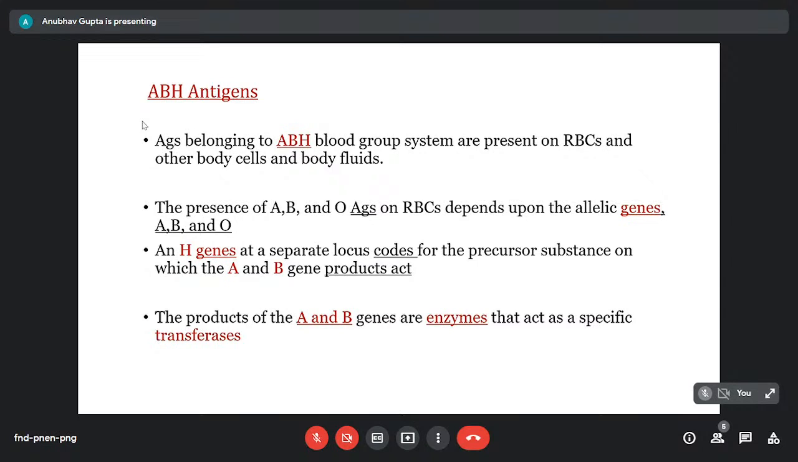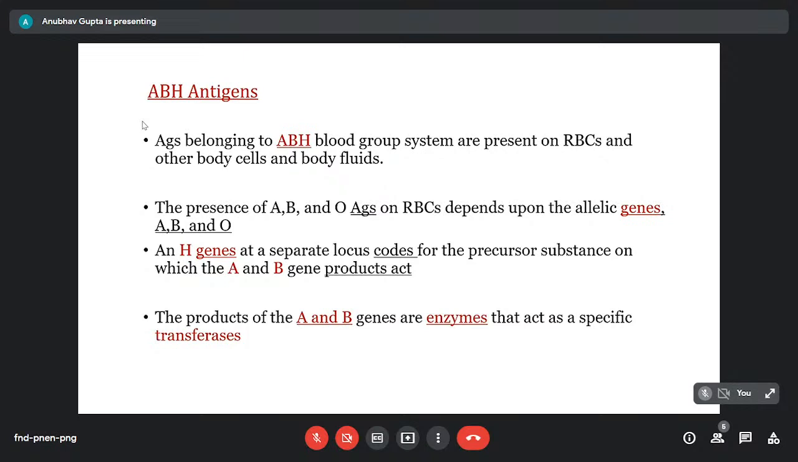The presence of A, B and O or H antigens on the RBC depends on the allelic genes and the ABO or H genetic sequence, or the genes inherited by the patient from the mother or father. An H gene at a separate locus codes for the precursor substance on which the A and B gene products act.